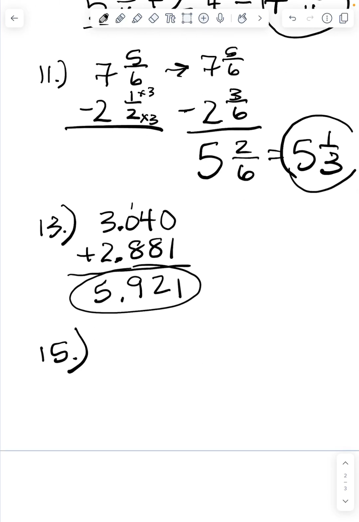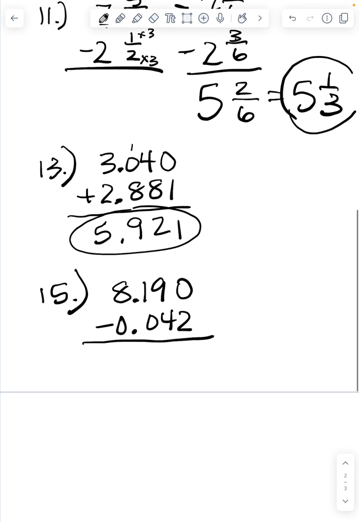Number 15. So 8.19 minus 0, just make sure you line up your decimals, because again, we have a different amount of decimal places in each number. So we're going to make sure we line up our decimals and add our zeros where needed. And then we'll just do some borrowing and subtract.